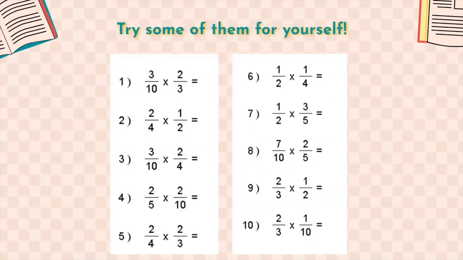Okay, let's try the first one. 3/10 times 2/3. All we have to do is multiply the numerators, so 3 times 2 is 6, and then multiply the denominators, which would be 10 times 3, so that is equal to 30. So the answer for this would be 6 over 30.